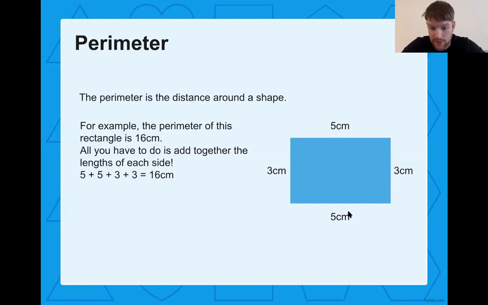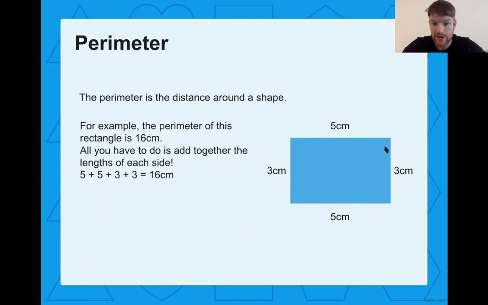Even if we weren't given the bottom one there, we would know that it's also 5 centimeters because they're parallel and they're the same length. We can see that they're the same length. The width then here, or the length on this side, is 3 centimeters. And obviously this is also 3 centimeters. So all we do to get the perimeter is we add up all of these sides.